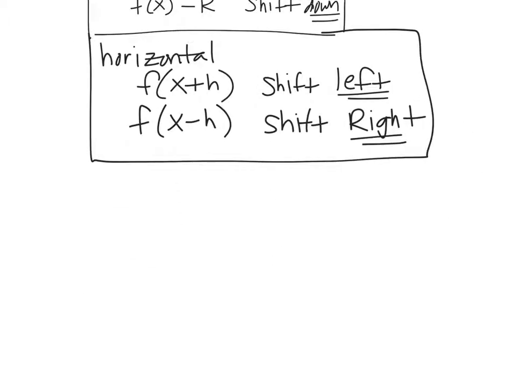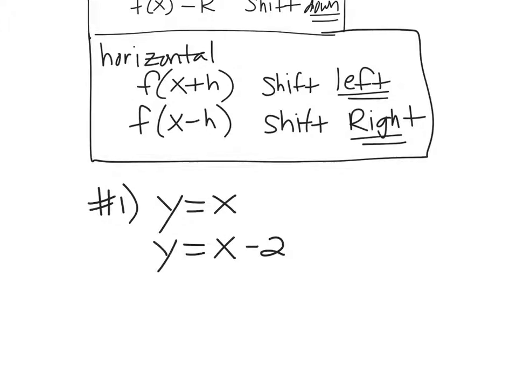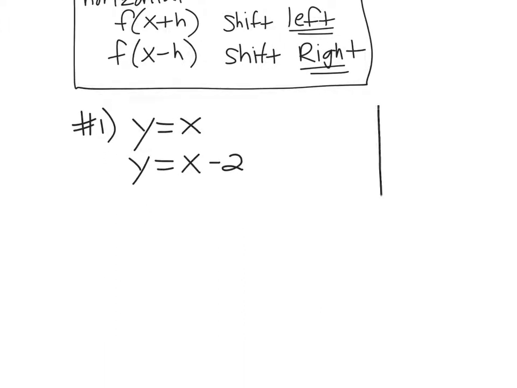Number 1. We're going to do some vertical shifts. So let's start with our parent function, y equals x, and we're going to shift it minus 2. You know how to graph lines. We spent all of last week graphing lines. So this is to graph both of them on the same graph.